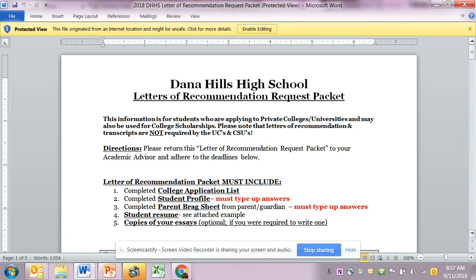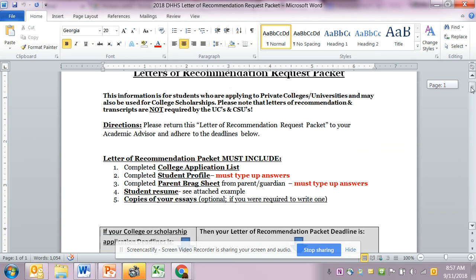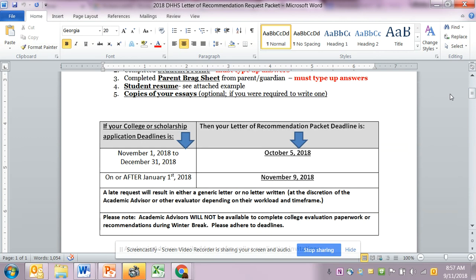So your first thing that you want to look at, I'm going to enable editing just so you can see that, is your deadlines. Some of you have schools and scholarships that are due between November 1st and December 31st. That means your letter of rec packet is due by October 5th. That's if you want to get it into guidance. So if you want your academic advisor to do a letter of rec for you, which would be pretty sweet, you need to get this to them by October 5th.